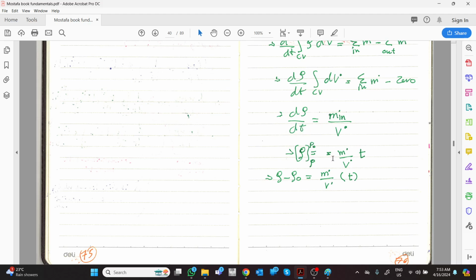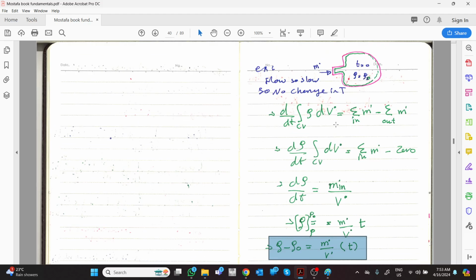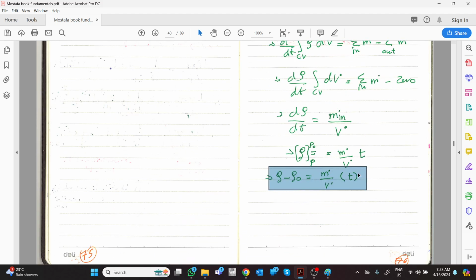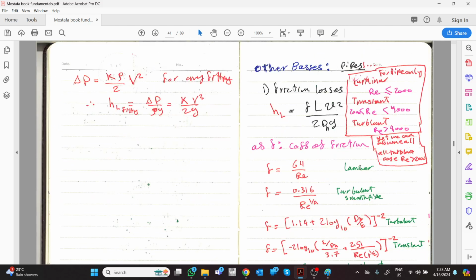From rho to rho naught, it is equal to m dot, v dot, by t, which is rho minus rho naught, which is d rho, approximation, of course. Delta rho is equal to mass flow rate divided by volume flow rate multiplied by the time. It is very logically simple, but it is how we're going to use those complicated integration formulas to get a very simple logic formula that's going to help us to imagine.